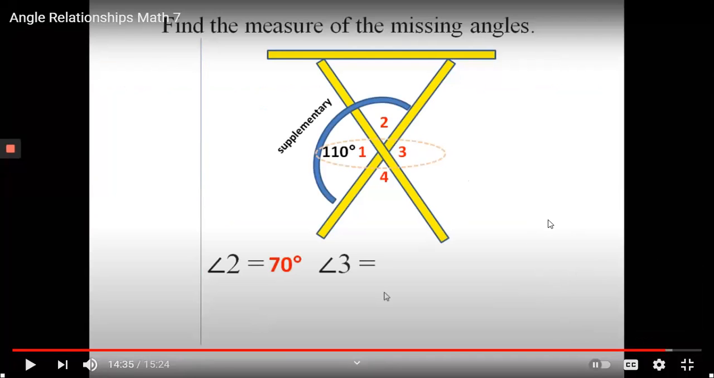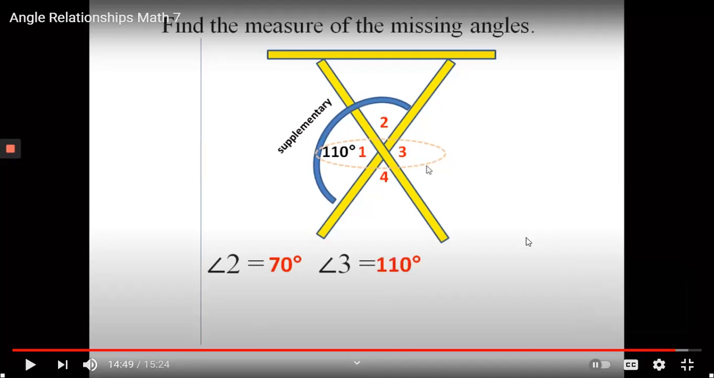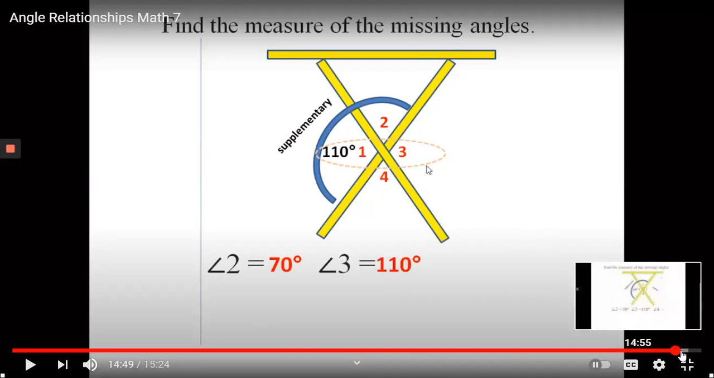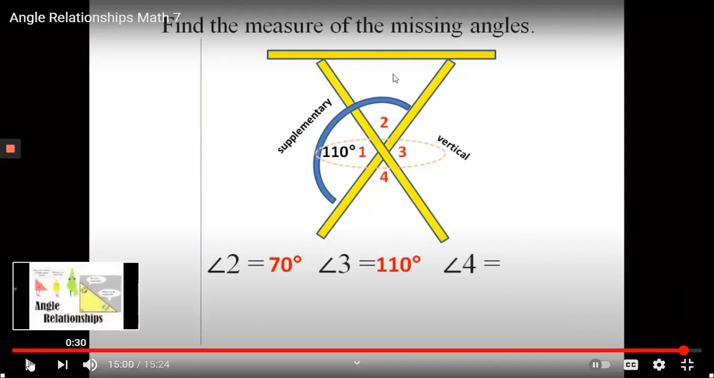In case we want to talk about vertical angles, if I have the measure of angle 1 equal to 110, what is the measure of angle 2? Angle 2 supplements angle 1, which means angle 2 should be equal to 70 degrees. Very good. And what about angle 3? Angle 3 will also be 110, because they are vertical.